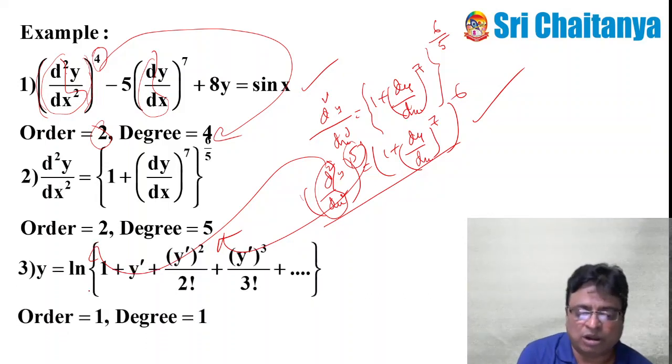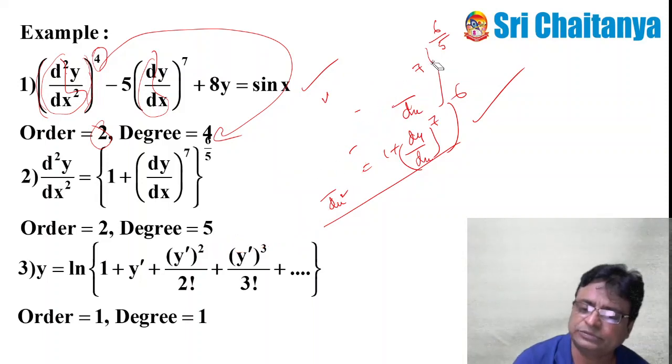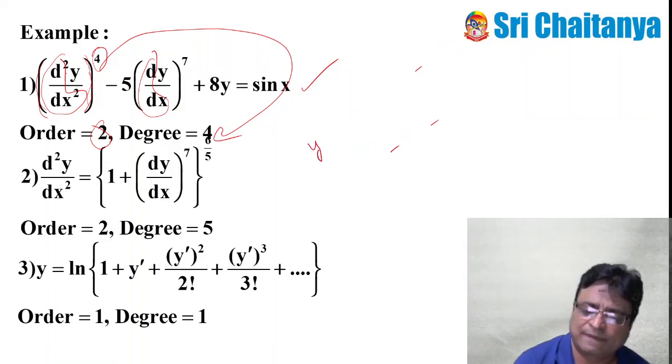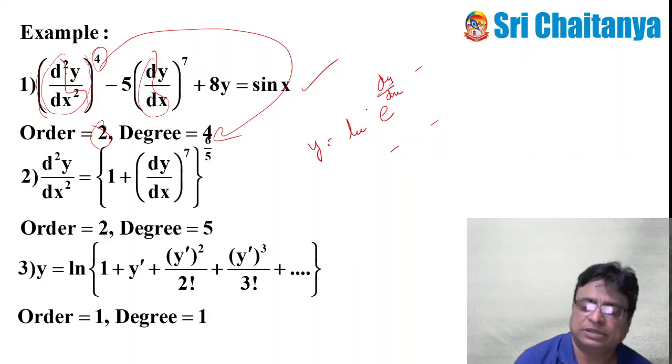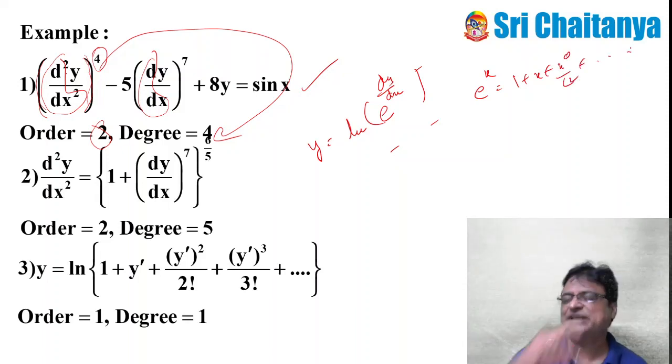Now coming to this one. y equals log of (1 plus y dash, that is dy by dx, plus y dash square by factorial 2), where y dash square is (dy by dx) whole square. I can write this very simply. First of all, I can write y equals log of e power dy by dx. That is the expansion of e power x, you know it well: 1 plus x plus x square by factorial 2 plus something like this. This is the expansion of e power x.